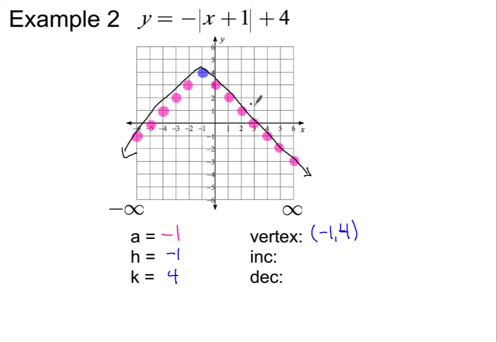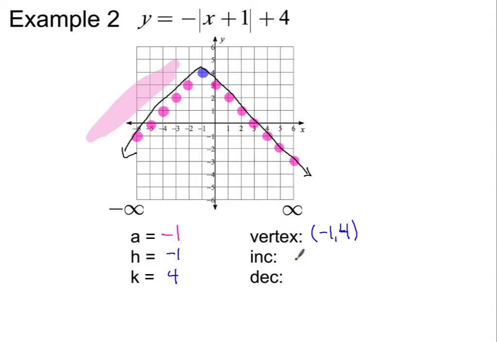Now, the increasing, decreasing part. Where my vertex is, my h value is negative 1. So if I look on this side over here, on the left side, I'm going to be moving in an upwards direction, which means my slope is positive, so therefore I am increasing.